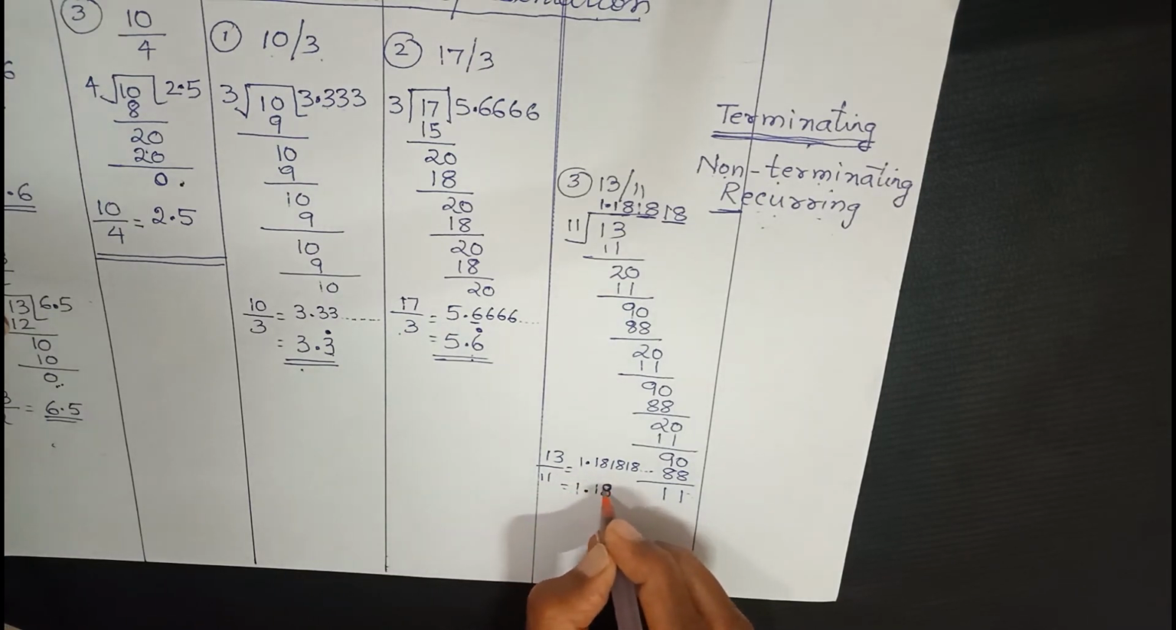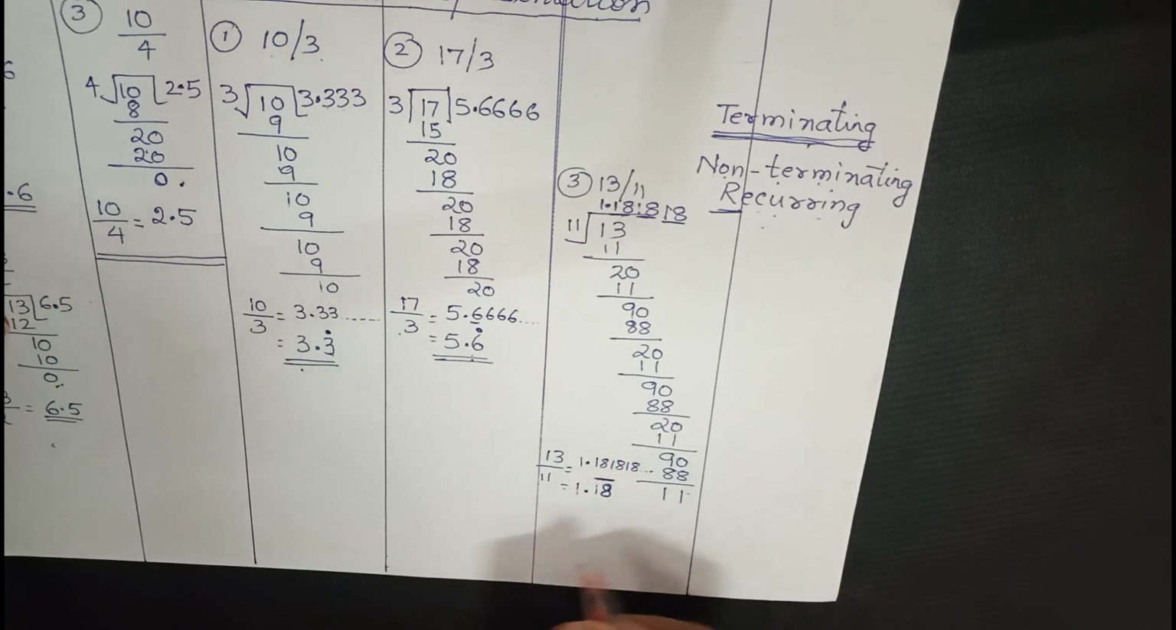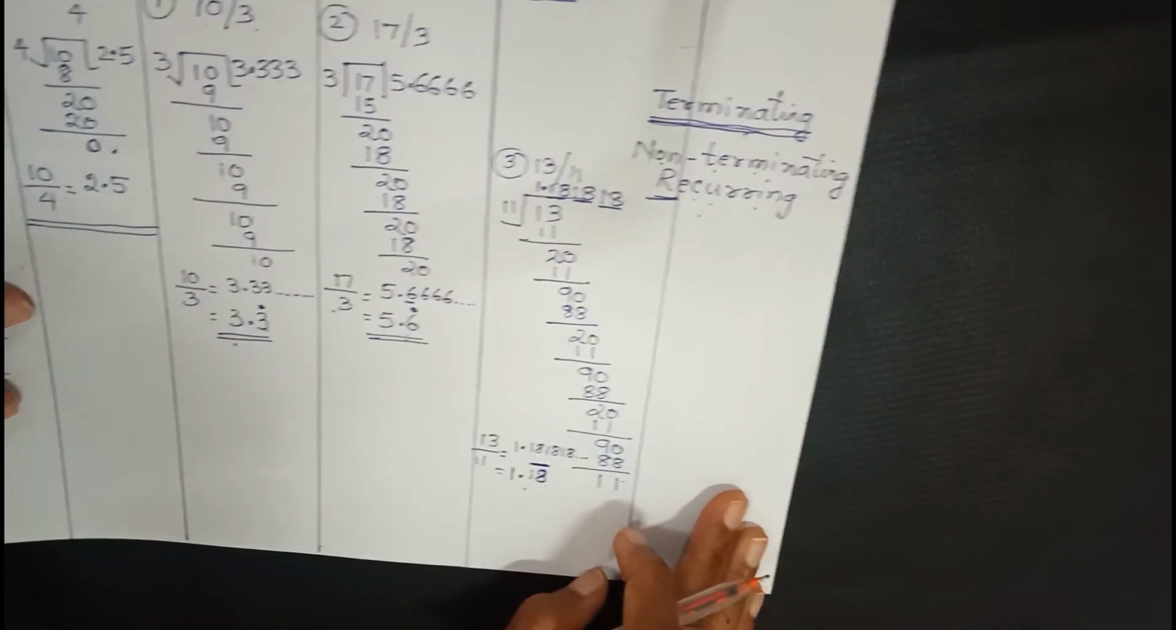Now in this case, two numbers are repeating themselves, 1818. So we draw a bar over 18. What does this represent? That the decimal is 1 point and this 18 is recurring endlessly, infinitely, 18181818. So that is how it is represented by a bar on it. Okay, let's take one more example.